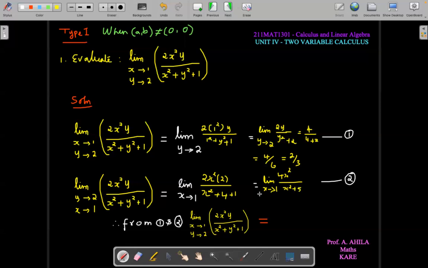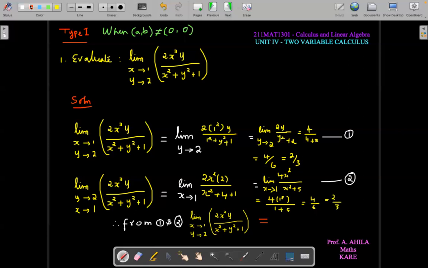Now I substitute x equal to 1. When I substitute x equal to 1, I should not write this limit. Okay, directly I substitute. So 4 into 1 square by 1 square plus 5. 1 square is 1. 1 square plus 5, that is, we are getting 4 by 6. Simplifying, 2 by 3. So now we find both the answers.